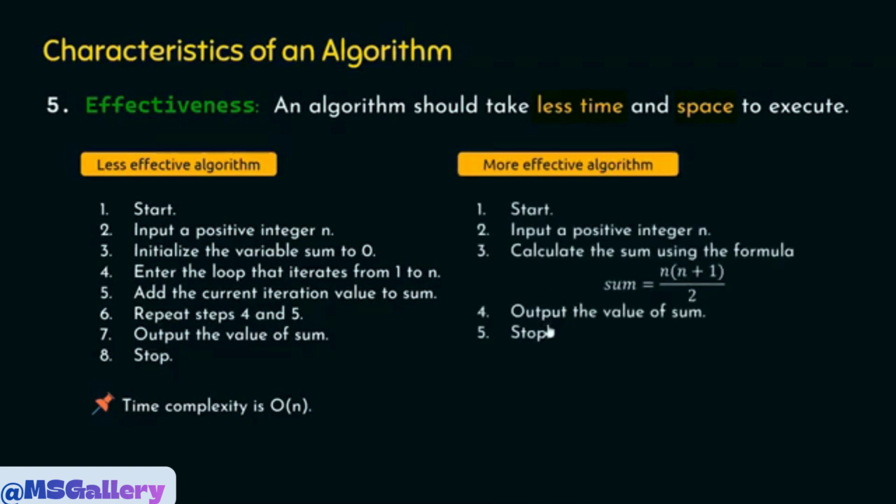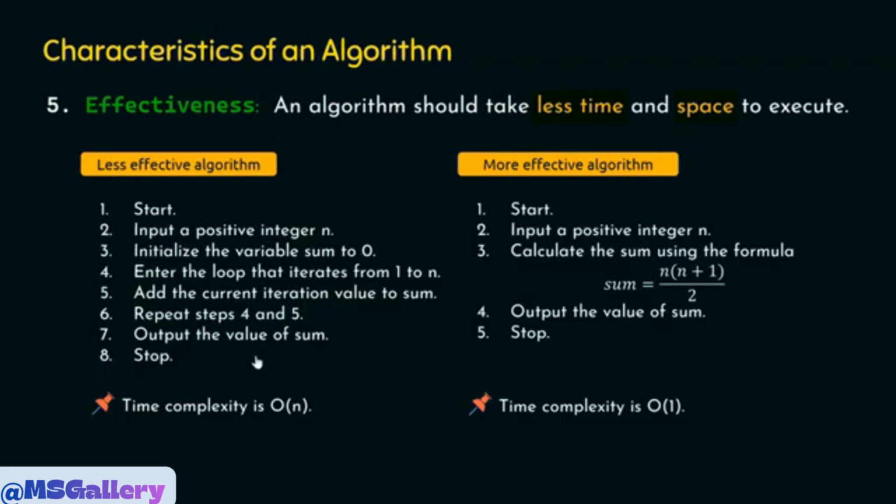Here is the example algorithm. With this algorithm also, we want to calculate the sum of first n natural numbers, but this time we are using this formula, sum equal to n into n plus 1 divided by 2. We are well familiar with this formula to calculate the sum of first n natural numbers. This algorithm is more effective than this algorithm because the time complexity of this algorithm is big O of 1. This algorithm is much faster if we compare it with this algorithm.